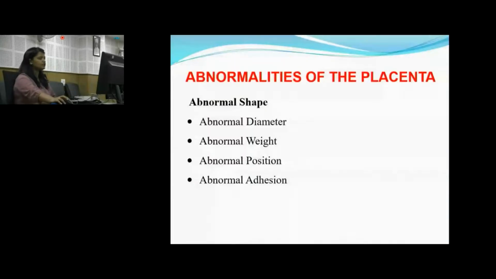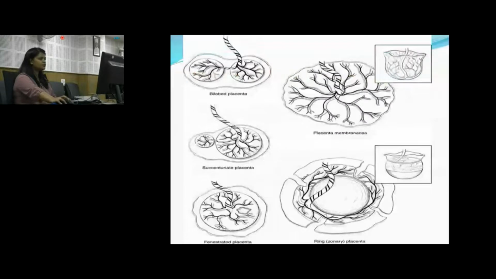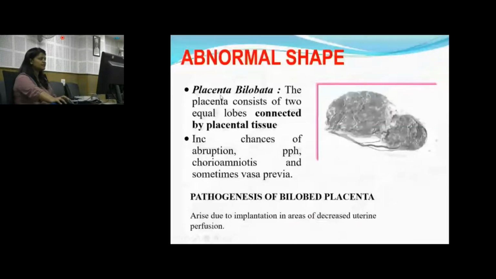The placenta may be abnormal in shape, that is, it may have abnormal diameter, abnormal weight, abnormal position, or abnormal adhesion. This is how then we differentiate. In abnormal shape, the first category is placenta bilobata. Here there are two equal lobes which are connected by placental tissue. Mind you, the word here is placental tissue. This type of placenta leads to increased chances of abruption, PPH, chorioamnionitis, and sometimes vasa previa also.